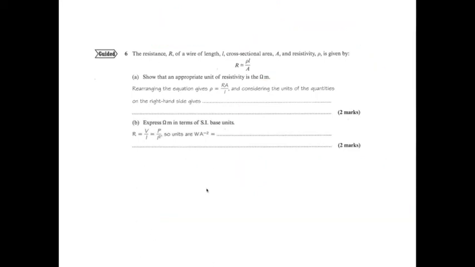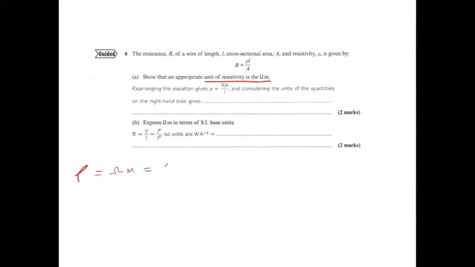I'll leave you to read this yourself. Well, what we need to know is, let's make sure, that basically we need to show that the unit of resistivity is the ohm meter. Okay, so the resistivity has got the unit of ohm meter. We need to say that that is correct.